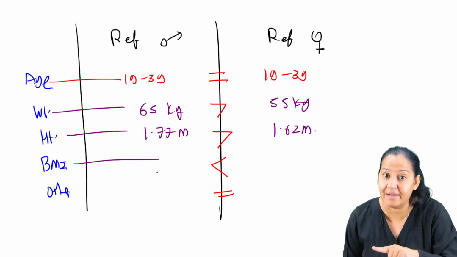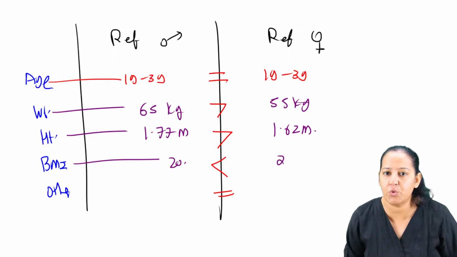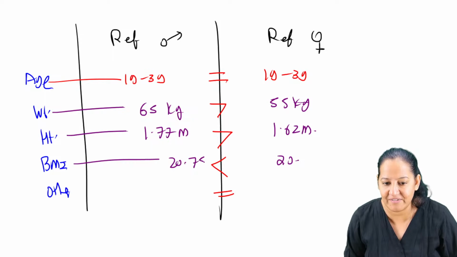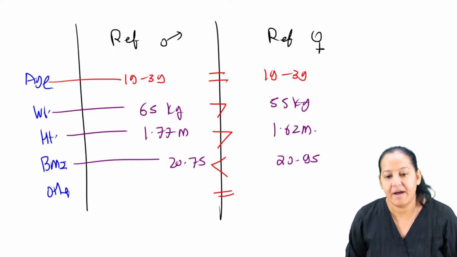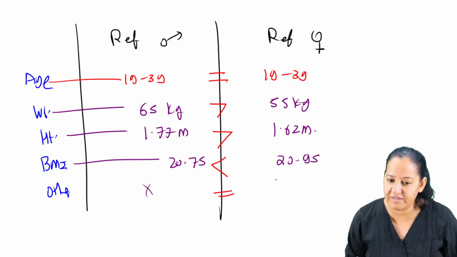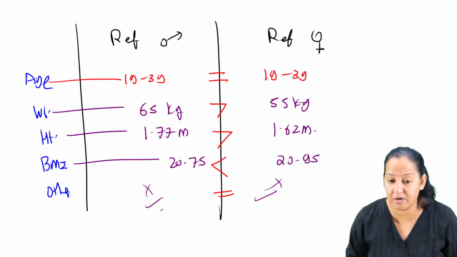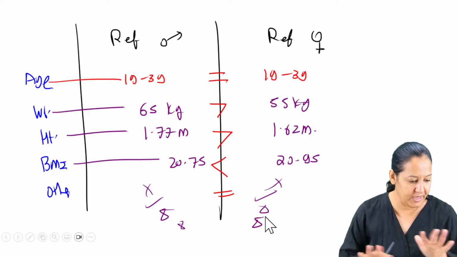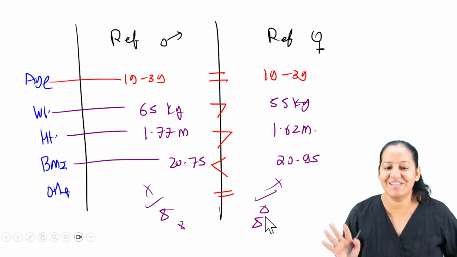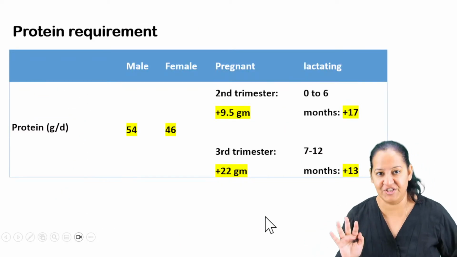Okay, coming on the BMI. BMI is more in female. Both of them are 20 point, but this is 20.75, this is 20.95. Others: both of them should be free of disease, and both should be active for the work: 8 hours of work, 8 hours of sleep, and 2 hours of recreation. We are done. Okay, this is reference Indian male and female. Please learn the definition. You have to learn that.